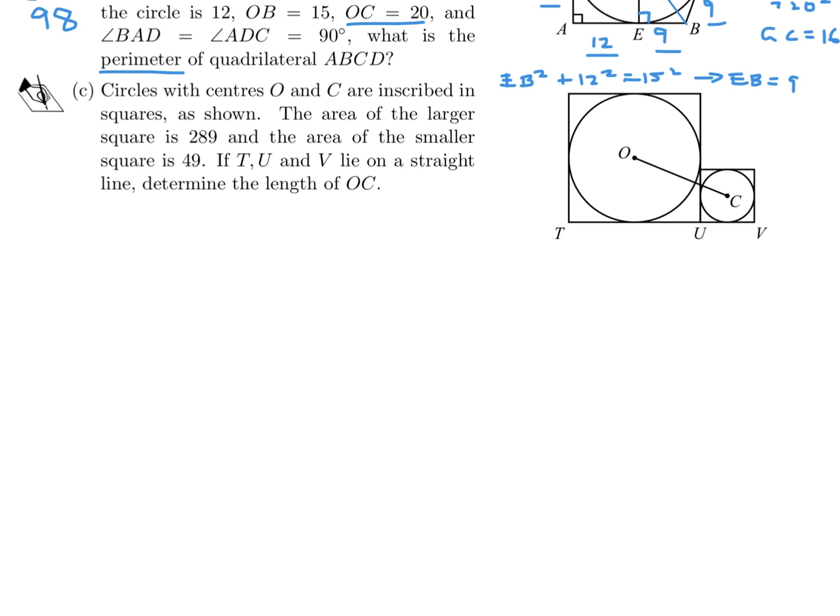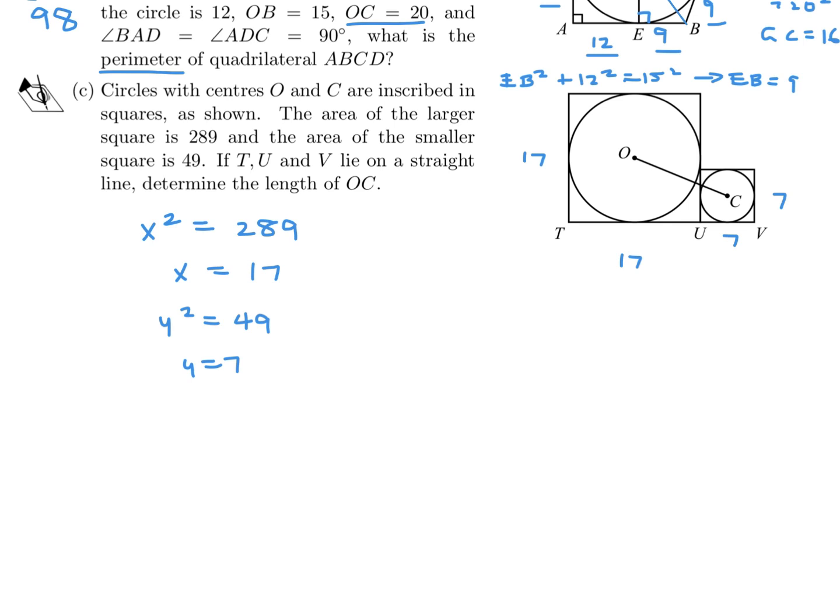So the larger square has an area of 289. If x was one of the sides, x squared would be 289. That means x is the square root of 289, and therefore x is 17. So this side is 17, this side is 17. For the smaller square, if y was the side, y squared would be 49, and therefore y would be 7. So this side is 7, this side is 7, and so on.